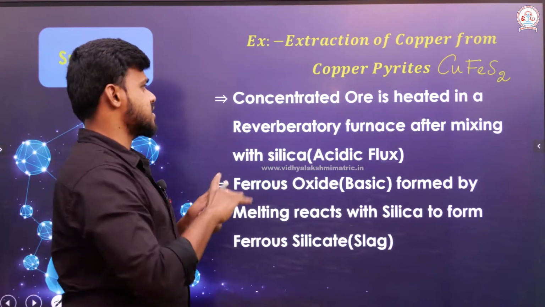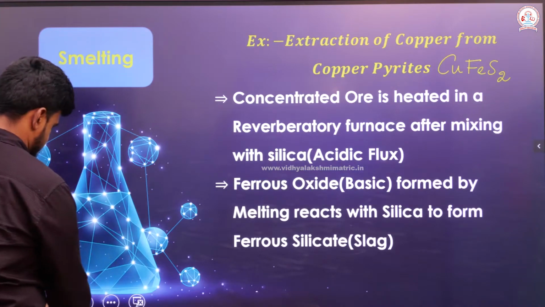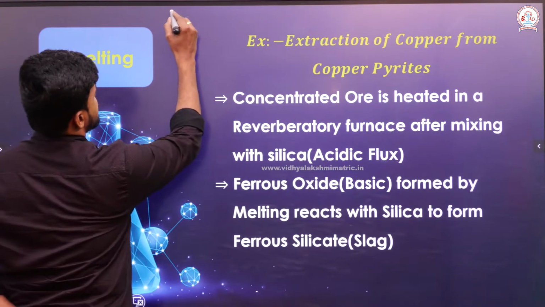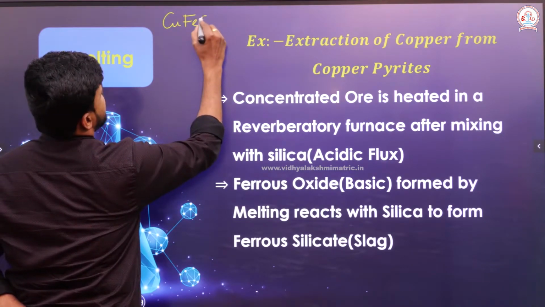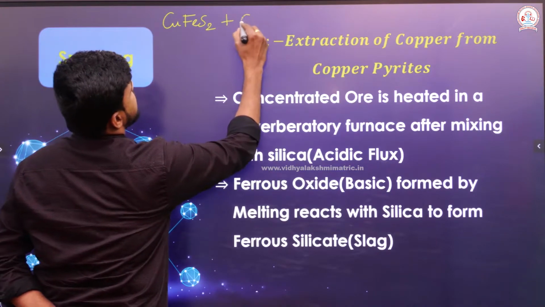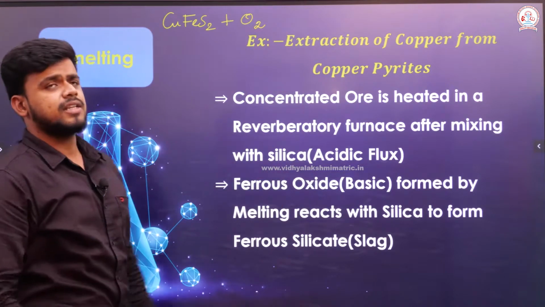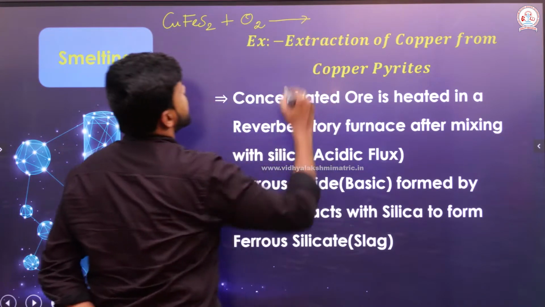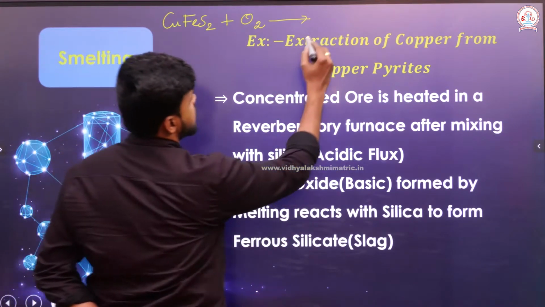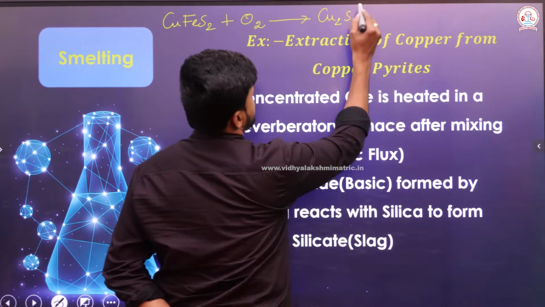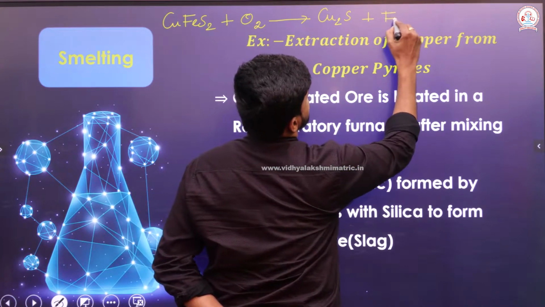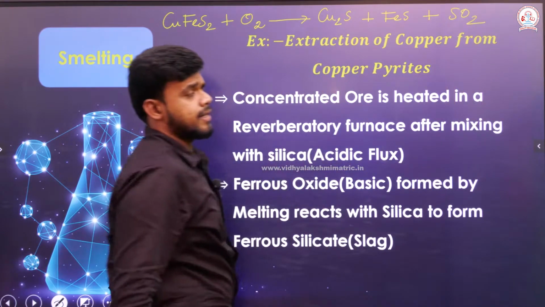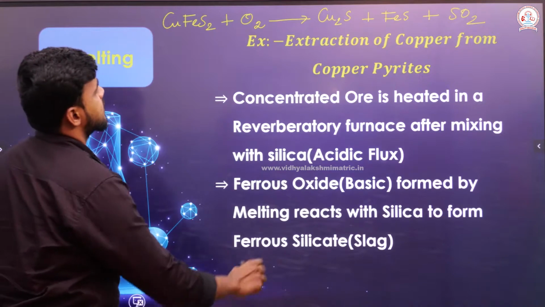Right. The very first reaction that we must know here is copper pyrite, CuFeS2. If it is heated with an excess of hot air, which is oxygen, it results in the formation of Cu2S, cuprous sulfide, and FeS, ferrous sulfide, with the evolution of sulfur dioxide. So this is what is actually happening there, right.